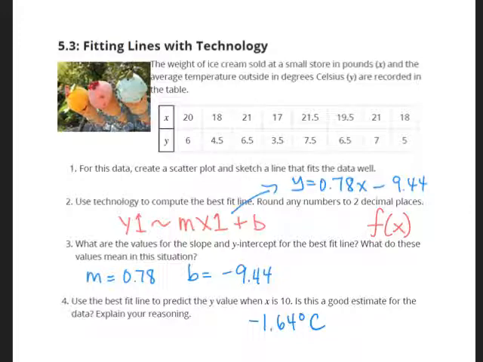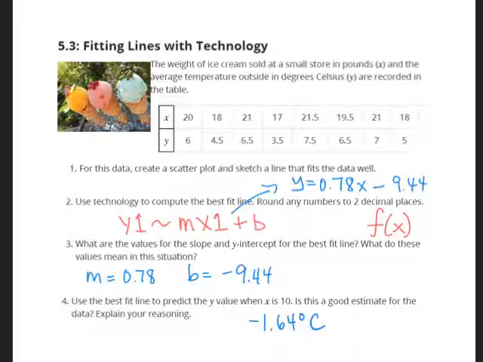The slope means for each additional ice cream pound sold, that's how much hotter it was, how many degrees Celsius hotter it was. So almost a degree Celsius more. And then the y-intercept says when there is no ice cream sold, no pounds of ice cream sold, then the temperature is negative 9.44 degrees, which may or may not be true, but that's what the model tells us.